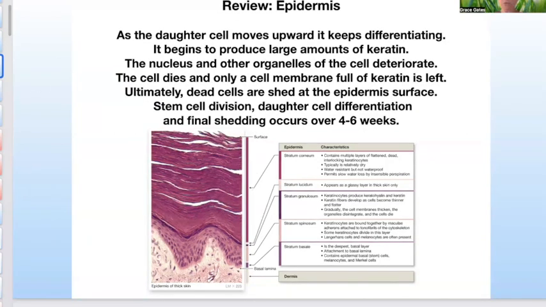As the daughter cells move upwards, they begin to produce large amounts of keratin. Then the nucleus and other organelles of the cell deteriorate, and the cell changes into just a cell membrane that's full of keratin. Ultimately, these cells are shed at the epidermis surface. The whole process of stem cell division, daughter cell differentiation, and final shedding usually occurs over 4 to 6 weeks, so around a month. So that was a bit of review from our epithelial lecture.